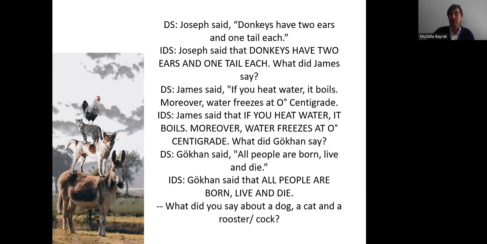What did you say about a dog, a cat, and a rooster or a cock? Yes, let's say something about a dog. Murat said, for example, Murat said a dog has 4 legs and 2 ears, and a dog barks.